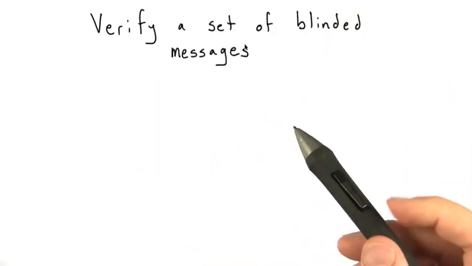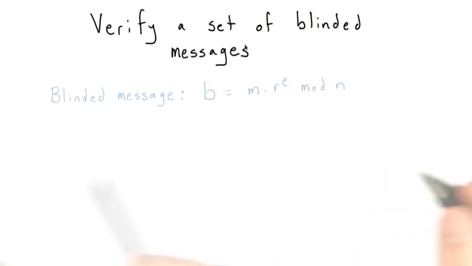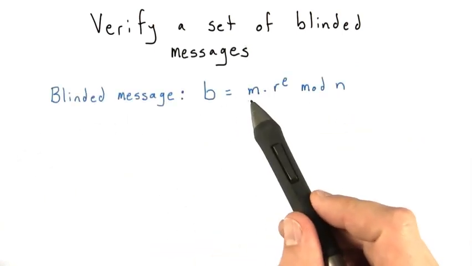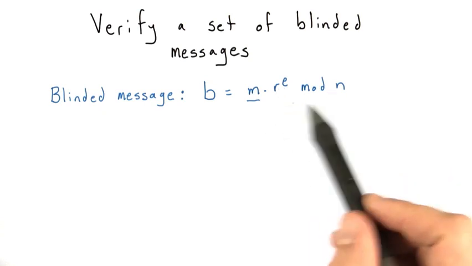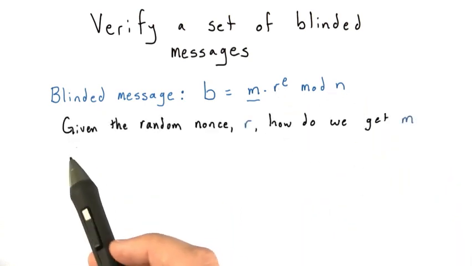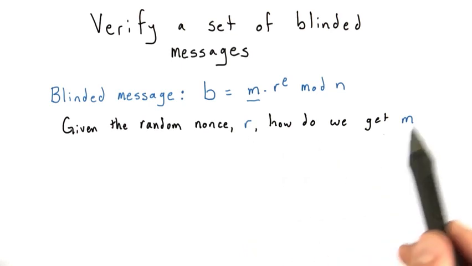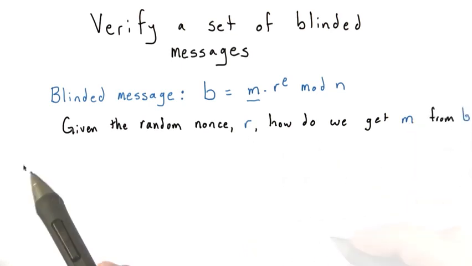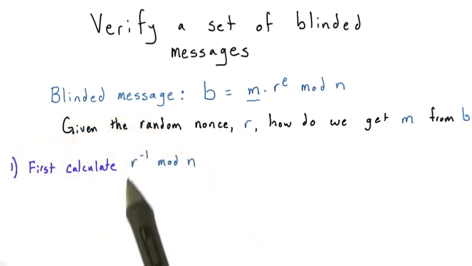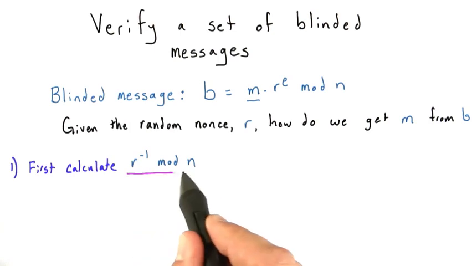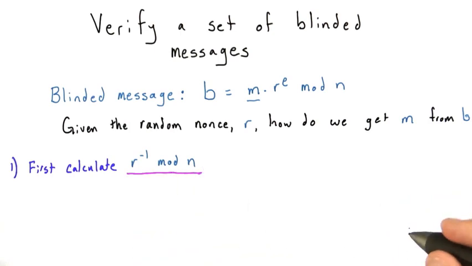For this problem, you are asked to verify a set of blinded messages, where blinded message B equals the original message m times r, a random nonce, raised to the power e, mod n. And so the question is, given the random nonce r, how do we get m from B? There are two very similar ways to accomplish this, and I'll talk about both of them. In the first way, the first step is to calculate the inverse of r mod n. And I'd like to talk for a second about what this means and how to calculate it.